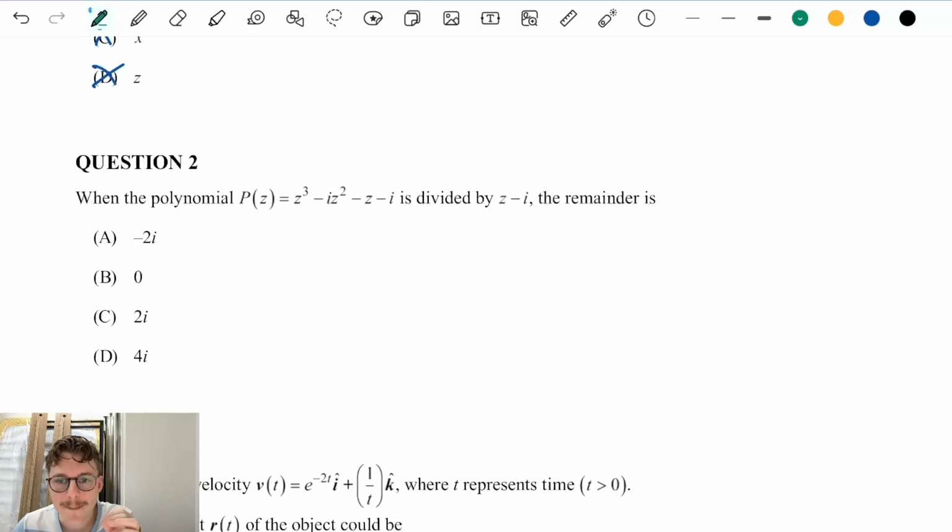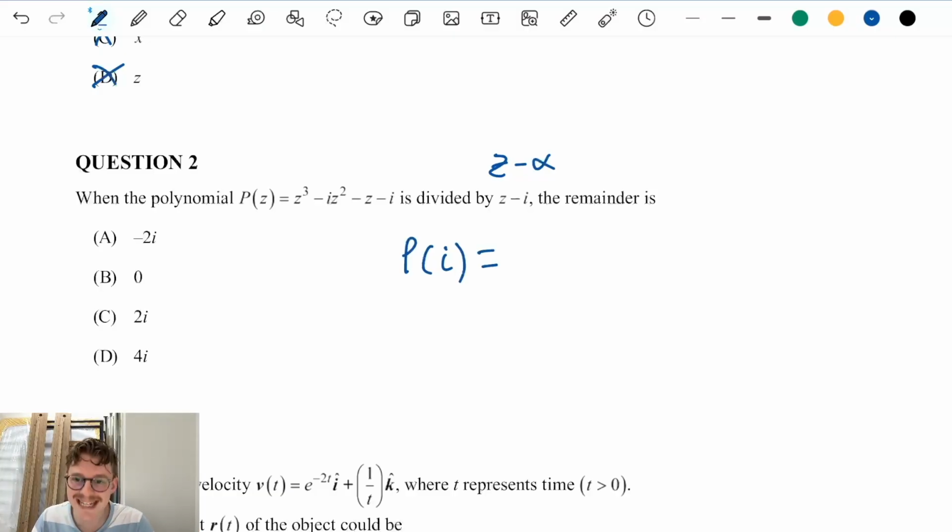When the polynomial P of z equals z cubed minus i z squared minus z minus i is divided by z minus i, the remainder is. So we have a factor remainder theorem idea, really remainder theorem specifically for this part. If I know, or I should know, I can find the remainder, right? Normally the theorem states that for z minus alpha, if I sub alpha into my polynomial, I will wind up with the remainder. So in this case, alpha is going to be i. I simply find P of i, substitute in i, and I should get my answer.